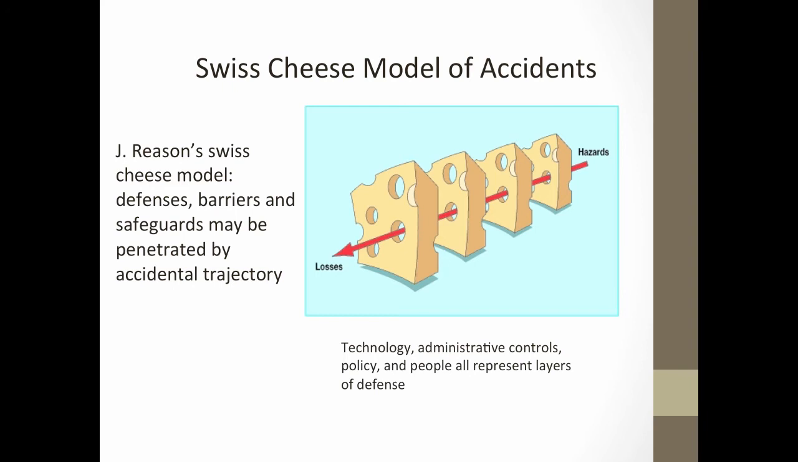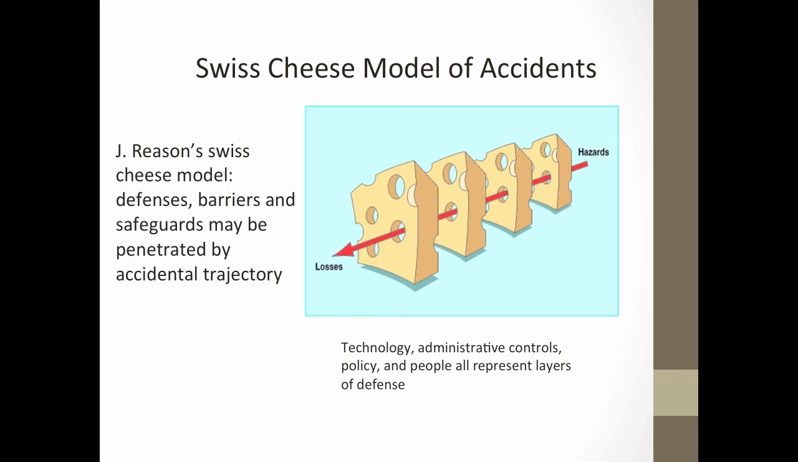What Reason argues is that high technology systems have many defensive layers. Some of these are engineered technology. They could be alarms, physical barriers. Nuclear power plants, for example, have automatic shutdowns. That would be an engineered or technological defense. Other defenses rely on people, operators, for example. Others depend on organizational procedures and administrative controls. So different layers of defense in an organization: technology, administrative controls, policy, people, for example.